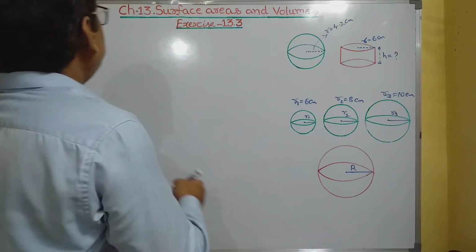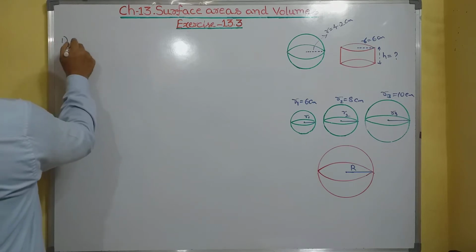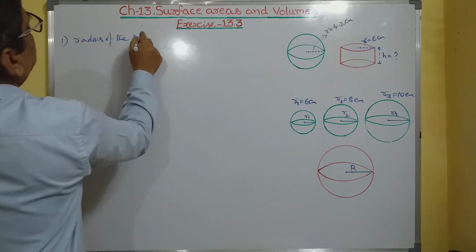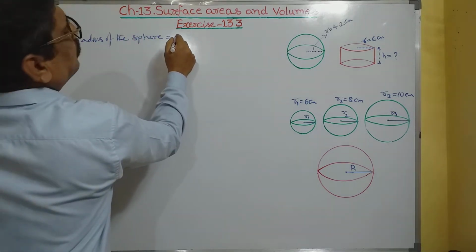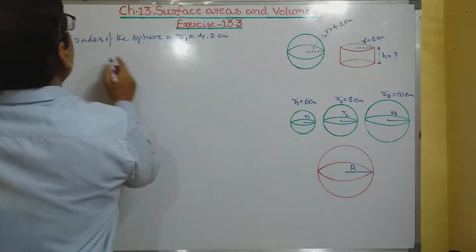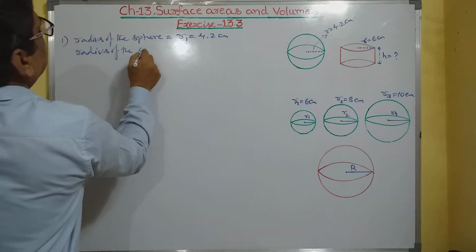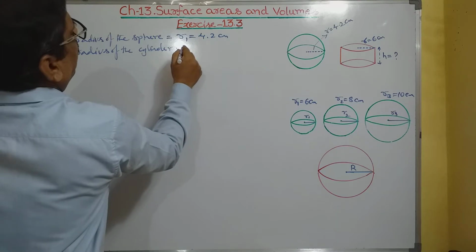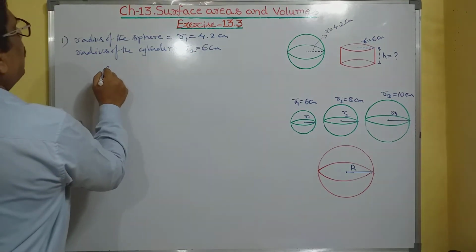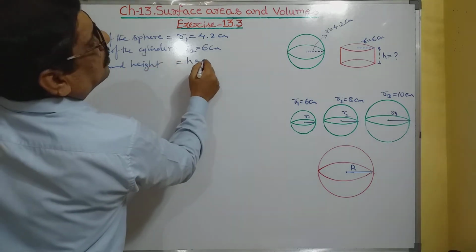Now first of all we need to write the dimensions of the given objects. That is, what is the radius of the sphere? Let us take it as R1. R1 is equal to 4.2 centimeters and the radius of the cylinder R2 is given as 6 centimeters and the height of the cylinder is H is equal to question mark.